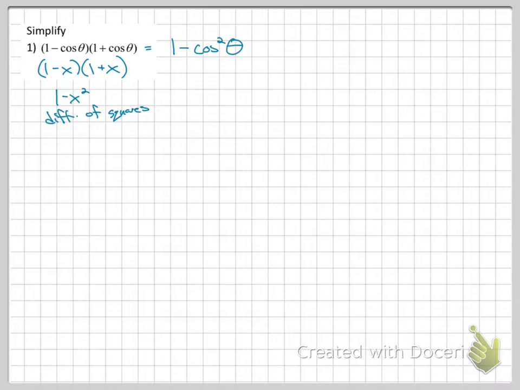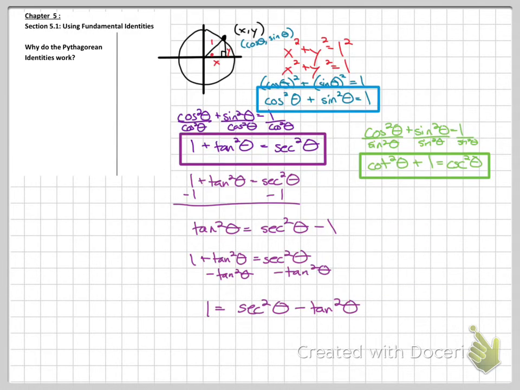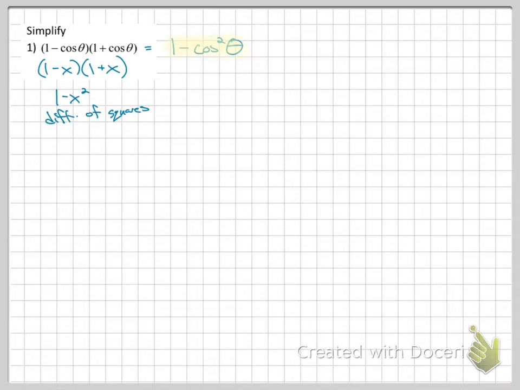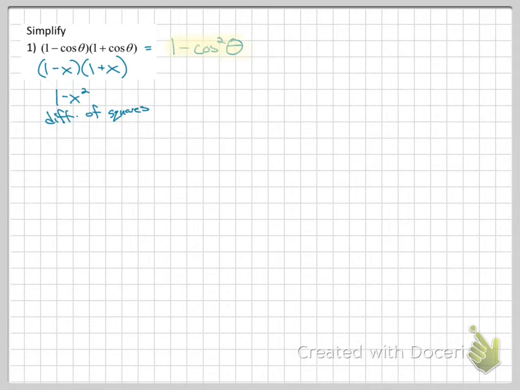Now, look at your identities. Again, hopefully at this point you have that cheat sheet where they're all written on one page. Is there anything we can replace 1 minus cosine squared theta with? So remember over here, in blue, cosine squared plus sine squared equals 1. Well, 1 minus cosine squared, if I move the cosine squared to the other side of that blue equation, that's going to give me sine squared theta. So we simplified that whole problem down to just sine squared theta. Again, not a proof, but just some ways we can manipulate trig so you can see how it works.